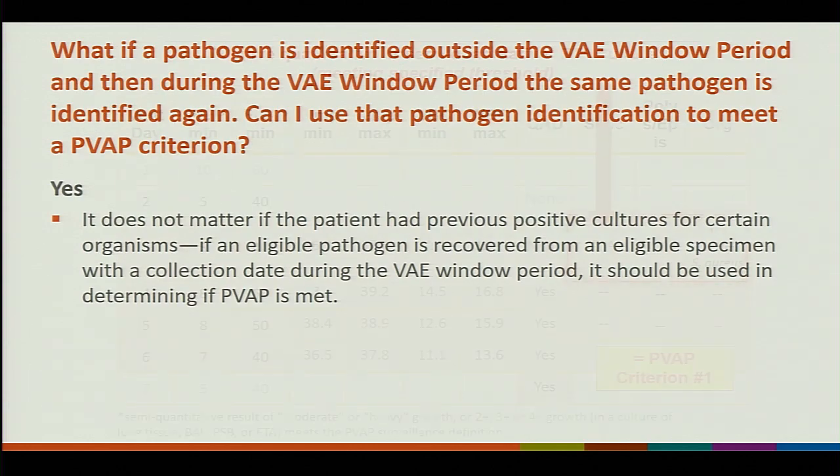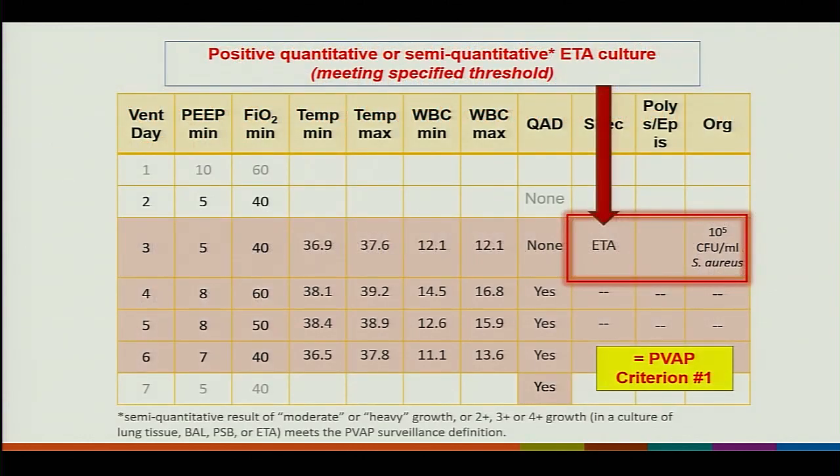Okay, let's get a visual. So here we have VAC is met, IVAC is met, and we have a quantitative report of 10 to the 5th CFUs of an eligible pathogen from an endotracheal aspirate which satisfies PVAP criterion 1. If there was not a quantitative report, but there was a report of moderate or heavy growth, the PVAP definition would have also been met.